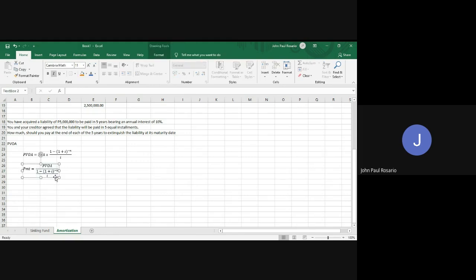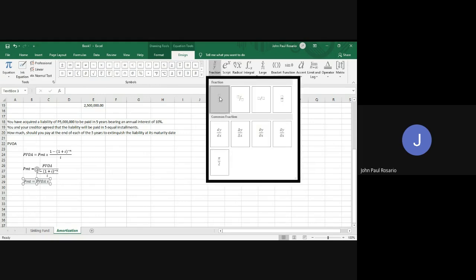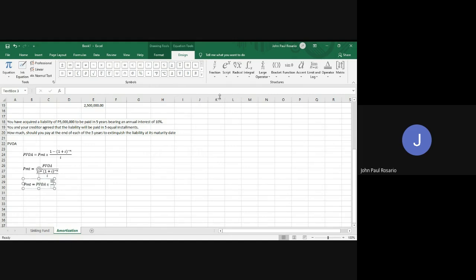Again, just like what we did in the sinking fund, we invert this portion. So that will become PVOA and then multiplied by, invert the denominator, so it will now become I over 1 less 1 plus I raised to the power of negative n.